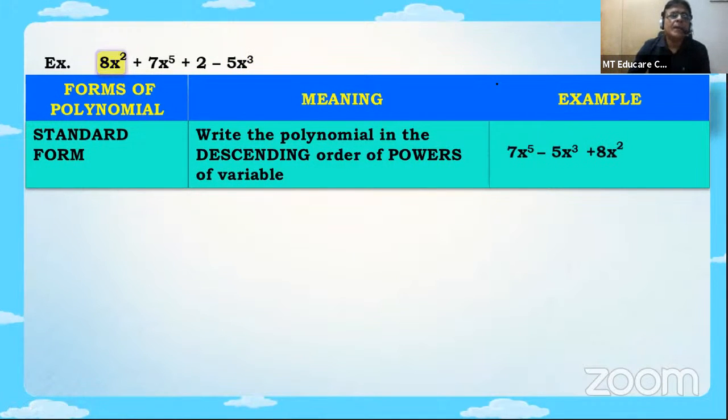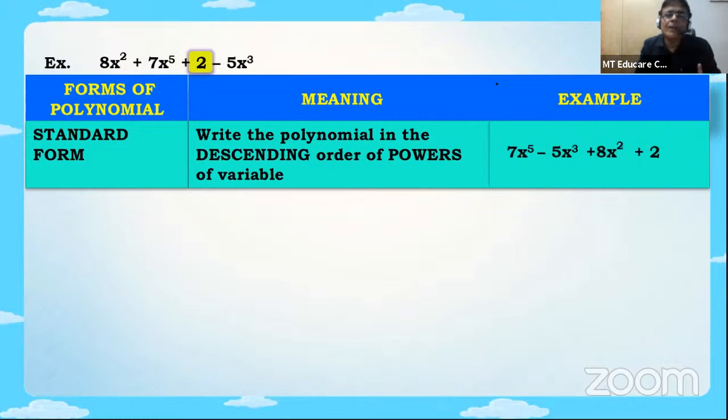And lastly, the power 0 one, that is 2. 2 can be written as 2x raised to 0. So check it. Power 5, power 3, power 2, power 0. So when I arrange it this way, it is called the standard form.